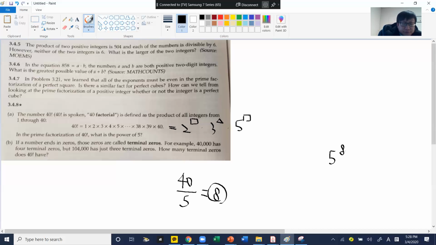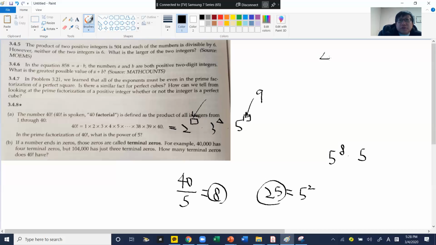But there is another 5, like 25, right? Because 25 is a multiple of 5, but it is 5 squared, so you will get another 5, right? Is there any multiple of 25 beyond that? No, because we only go until 40. So no more, okay? So this one must be the 9th power.